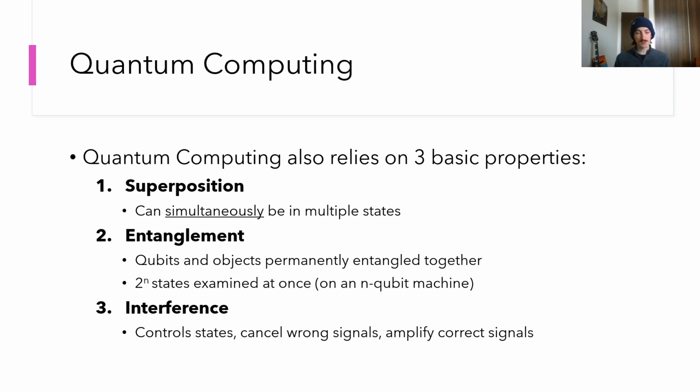That's basically used to control these different states. If a signal is producing a correct answer, that signal gets amplified. If it's producing a wrong one, they try to cancel it out.